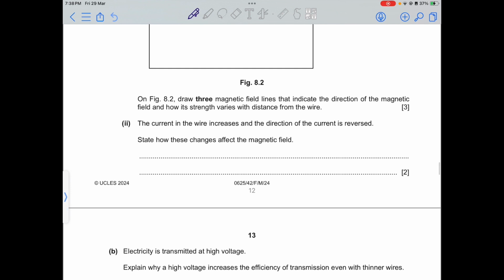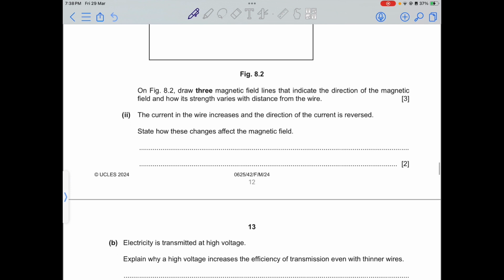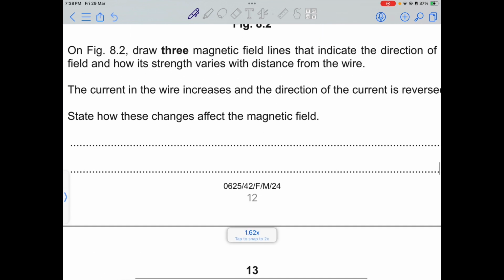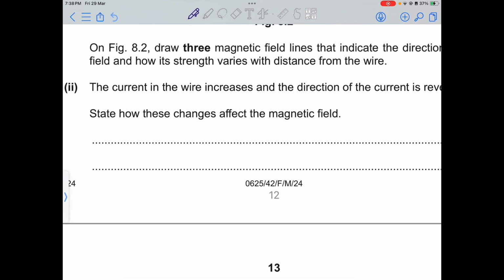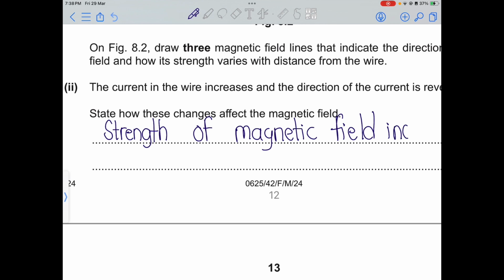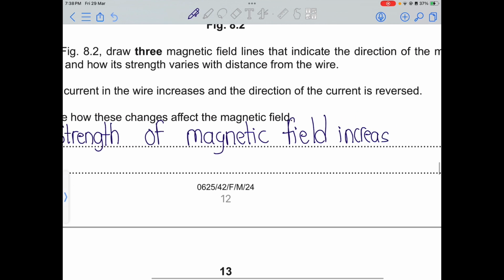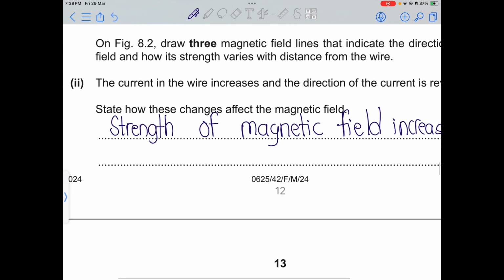It says that the current in the wire increases and the direction of the current is reversed. State how these changes affect the magnetic field. So when you increase your current, the strength of the magnetic field will increase. So strength of magnetic field increases. Since the direction of the current is reversed, the direction of the field will also reverse. You can just point your thumb upwards, and you would see that the field rotates in an anti-clockwise manner. So direction reverses.